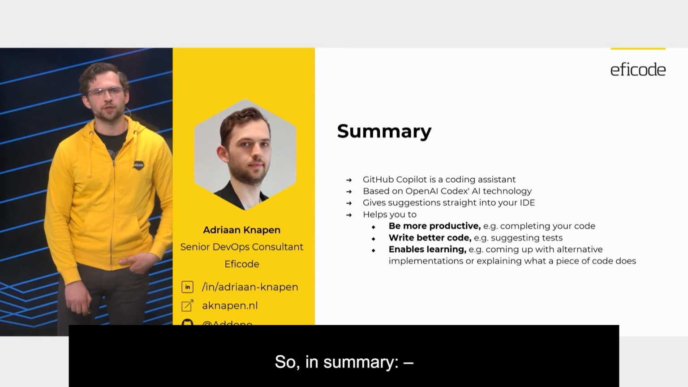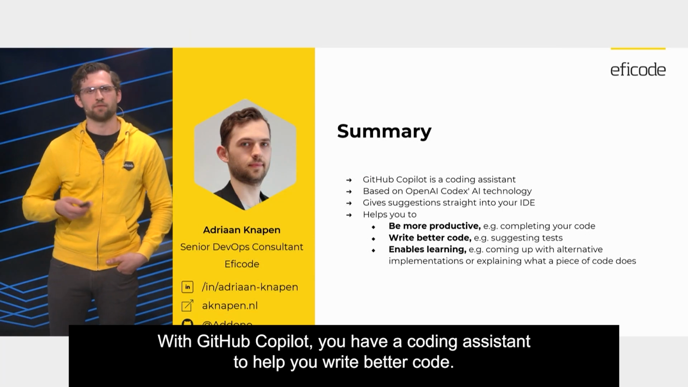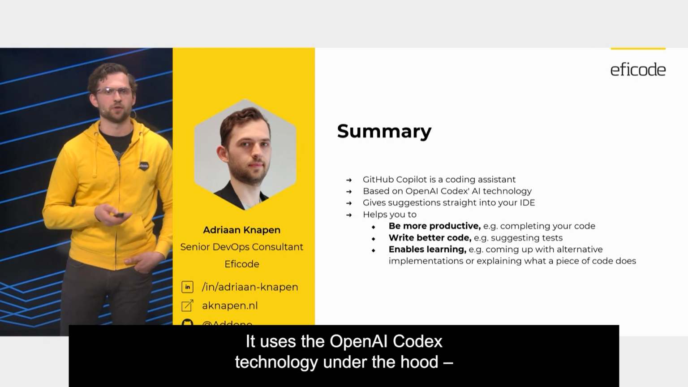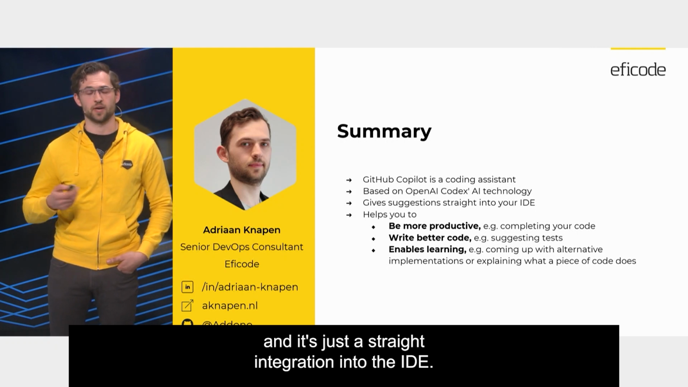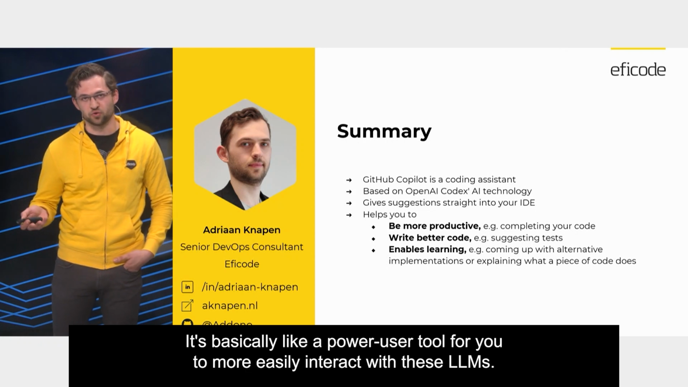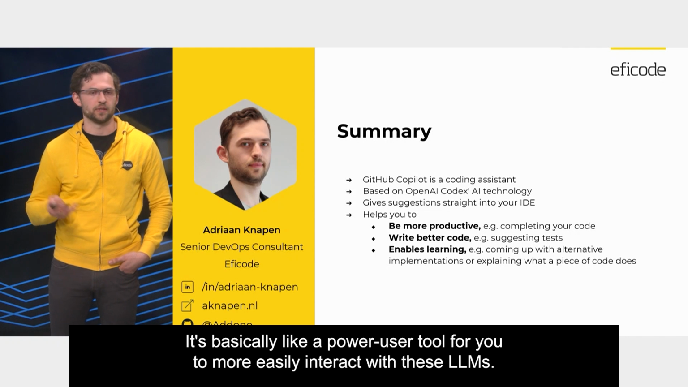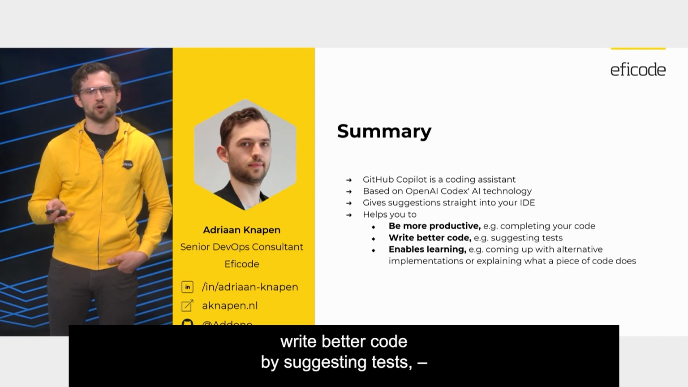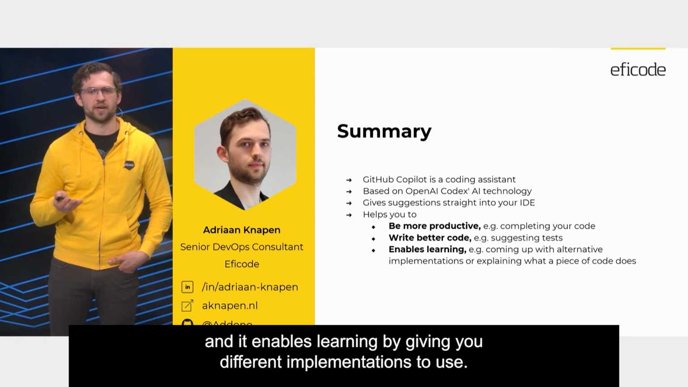For this demo, in summary, with GitHub Copilot, you have a coding assistant to help you write better code. It uses the OpenAI Codex technology under the hood, and it's just a straight integration into the IDE. It's basically a power user tool for you to more easily interact with these LLMs. It helps you to be more productive by completing code, write better code by suggesting tests, and it enables learning by giving you different implementations to use.